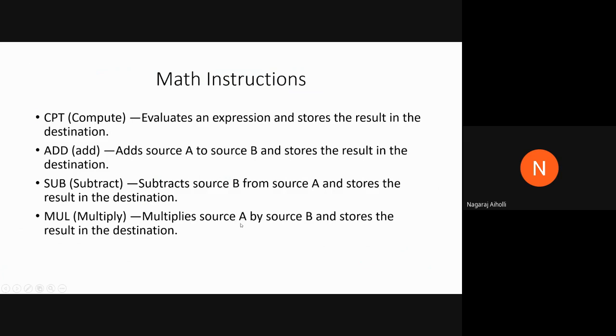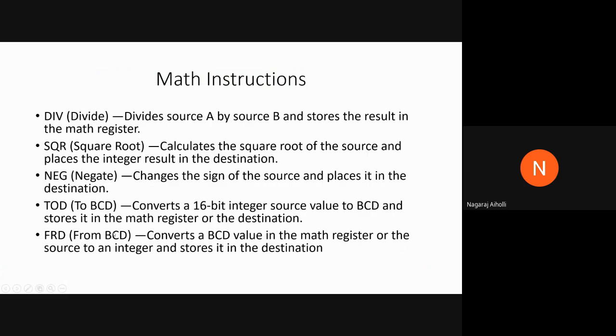Value in A register will be multiplied with the value in B register, right? And the answer will be stored in some other register, which is called the destination register. Fine. We'll be looking into the details as to how these various commands and instructions work. Then DIV, which is the divide instruction, divides the value in A by the value in B and the answer will be stored in a destination register.